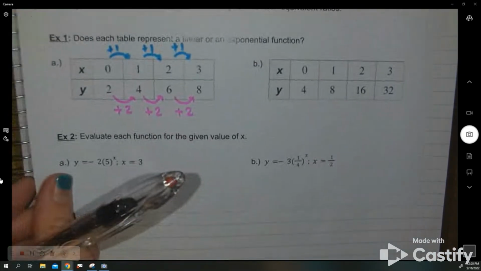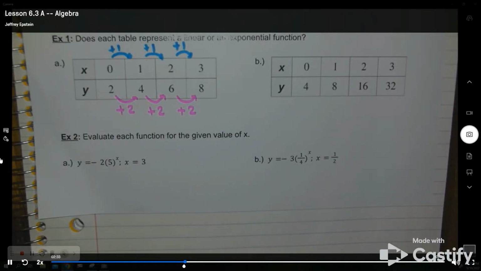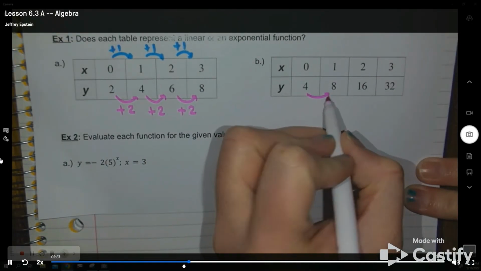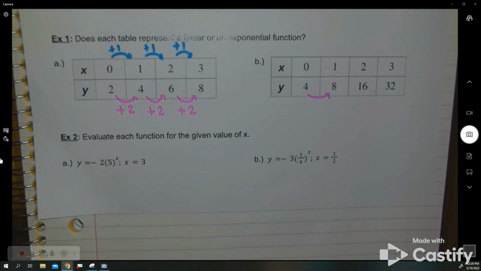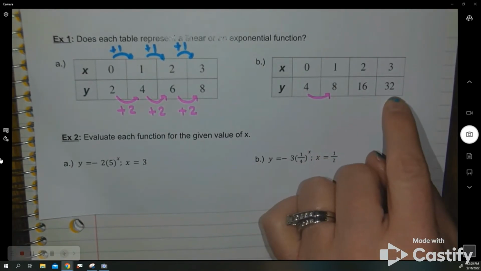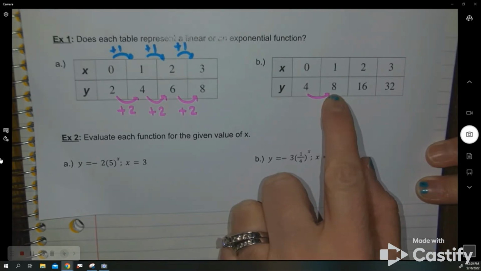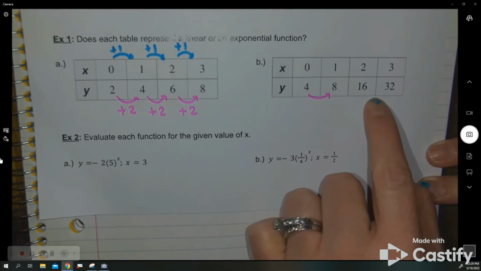For part B, as we're looking at our y value from 4 to 8, sometimes we think about, what am I adding? Well, I'm adding 4. As I go from 8 to 16, I would be adding 8. And then I would be adding 16. So adding isn't giving me a constant rate at this point, so I know it's not linear. If I'm looking at it, 4 times 2 equals 8. 8 times 2 equals 16. 16 times 2 equals 32.